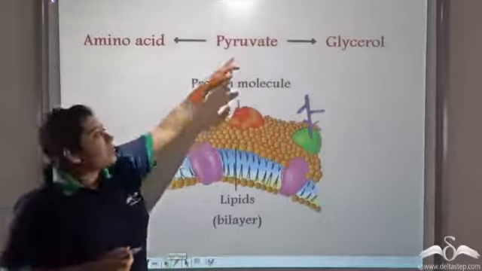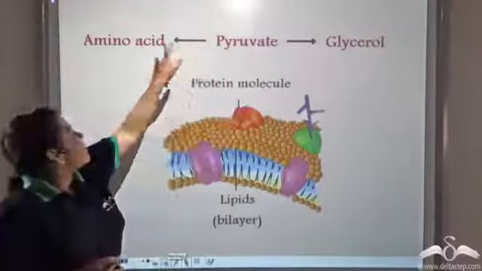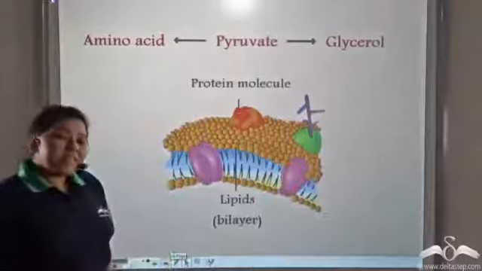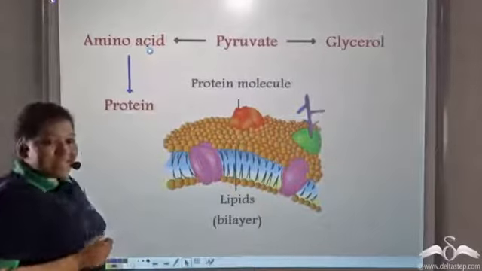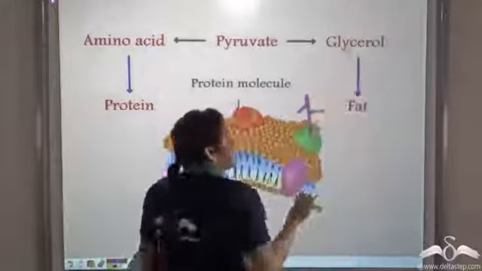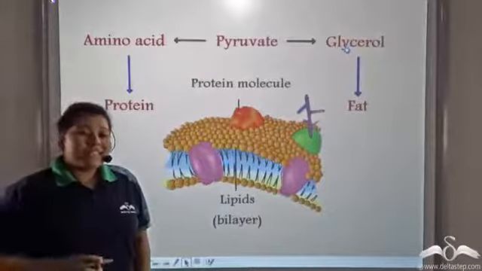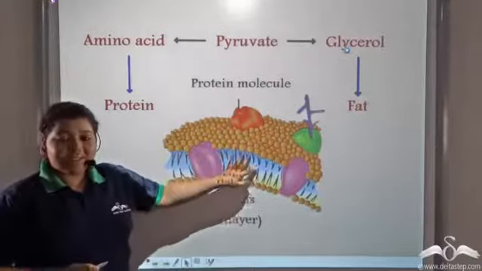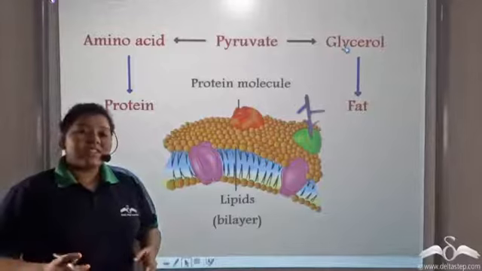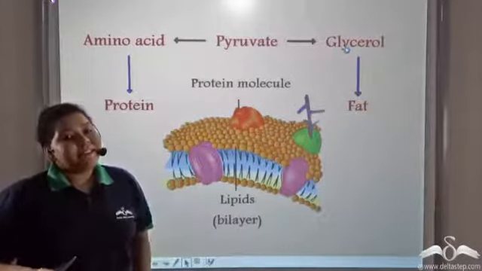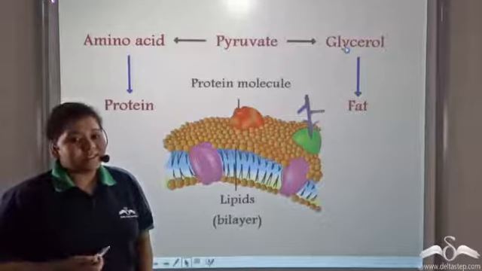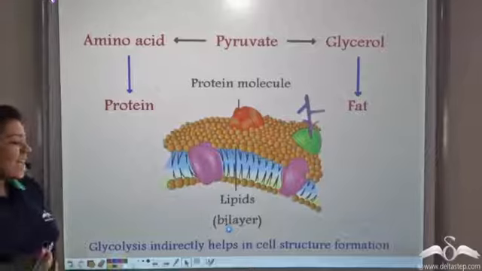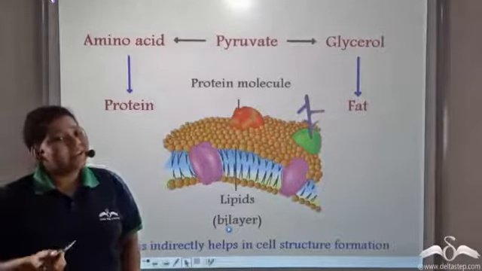Similarly, pyruvate can get converted into amino acids and glycerols, which are the main constituents of proteins and fats. Now, proteins and fats together form the lipoprotein structure, which helps in the formation of cellular membranes and various cellular structures. So, glycolysis indirectly helps in the cell structure formation.